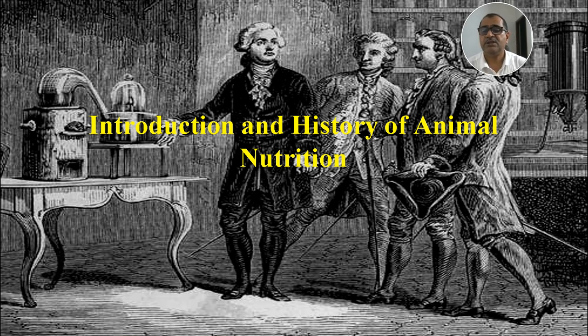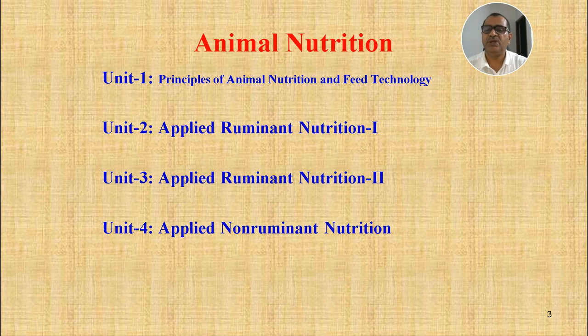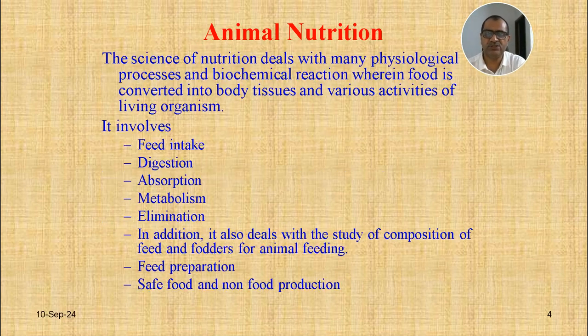And the animal nutrition, of course, is also divided into different units, as you know, especially at undergraduate level. That's applied ruminant nutrition one, two, three, and non-ruminant nutrition. These are the two components in the case of animal nutrition. Number one, ruminant nutrition is more focused, and non-ruminant nutrition is also focused next.